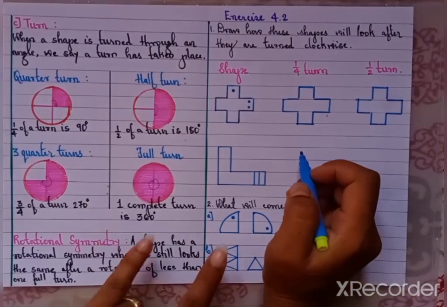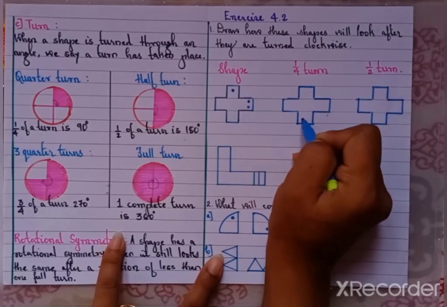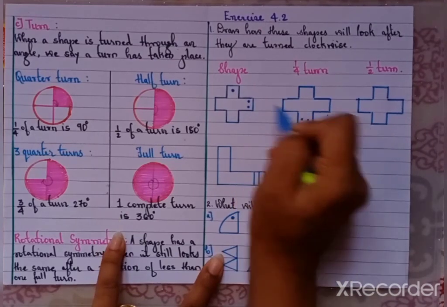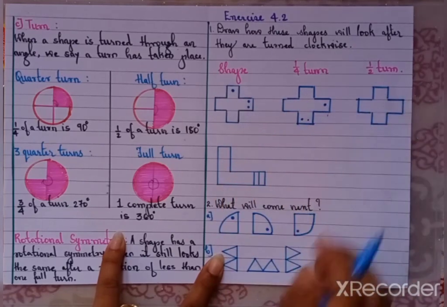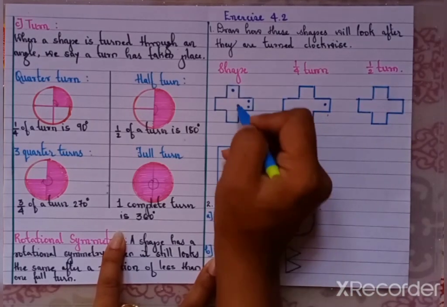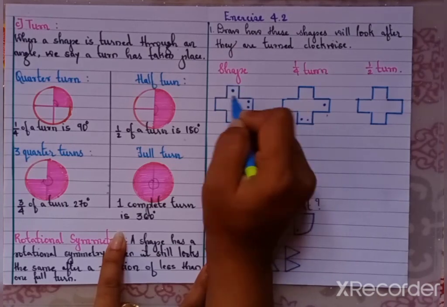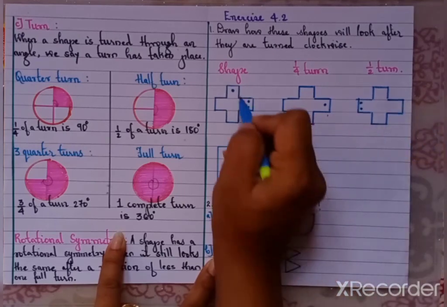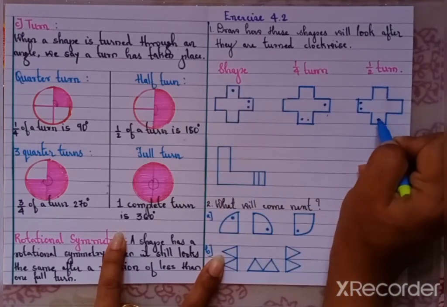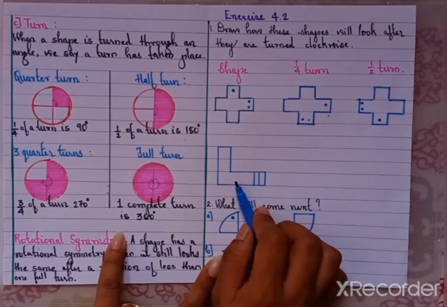So 1/4 turn means these 2 dots will shift here, and this single dot will come to the 1/4 position this side. And when it is half turn, okay, so these 2 dots will come here, and this will appear here. So that is what complete half rotation, isn't it? Now let's see the pattern of this figure.